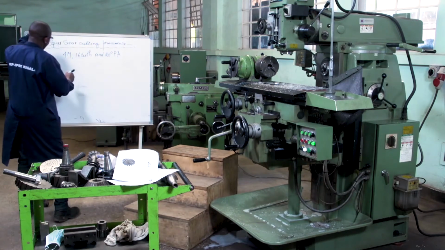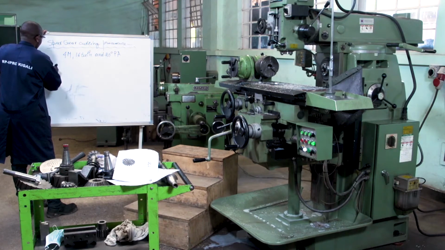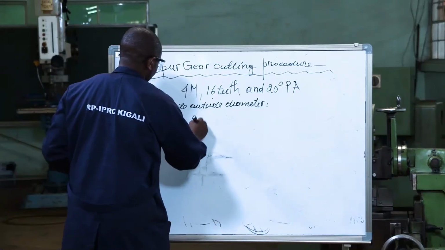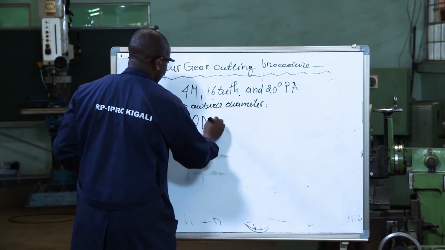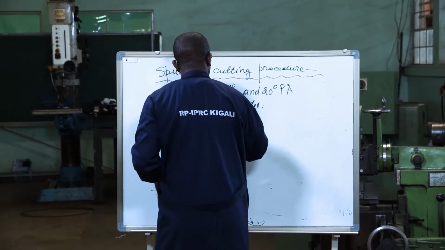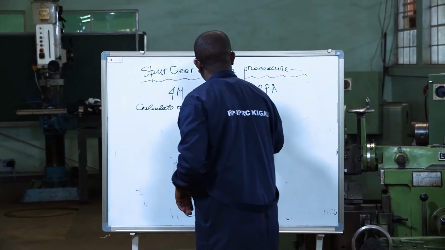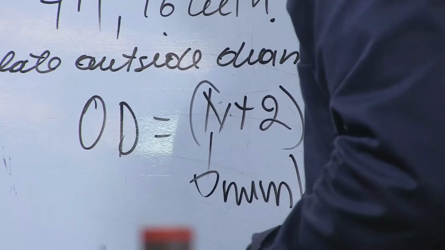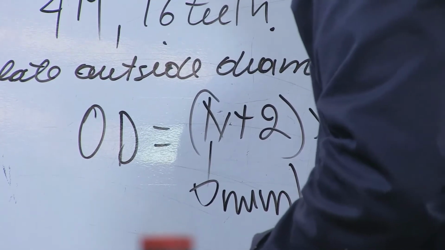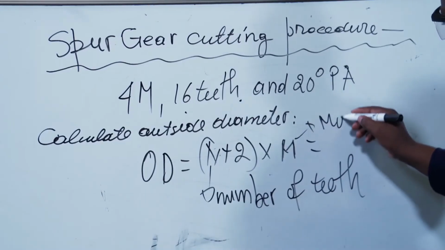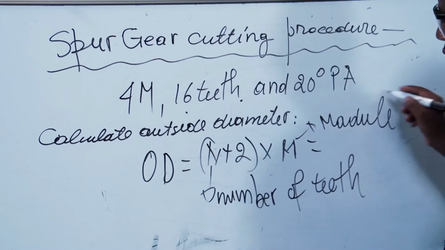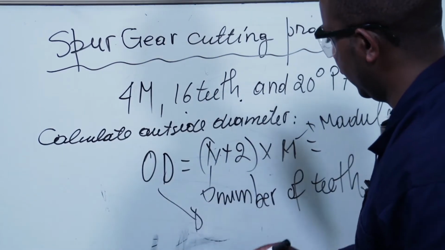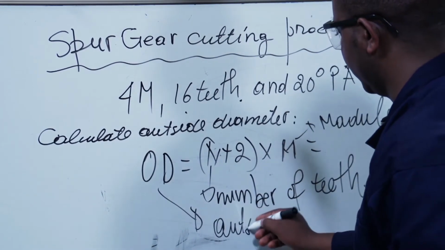So here we have to calculate, first of all, the outside diameter, which is specified by OD equals N plus 2 times M. N is the number of teeth, M is the module, OD is the outside diameter.